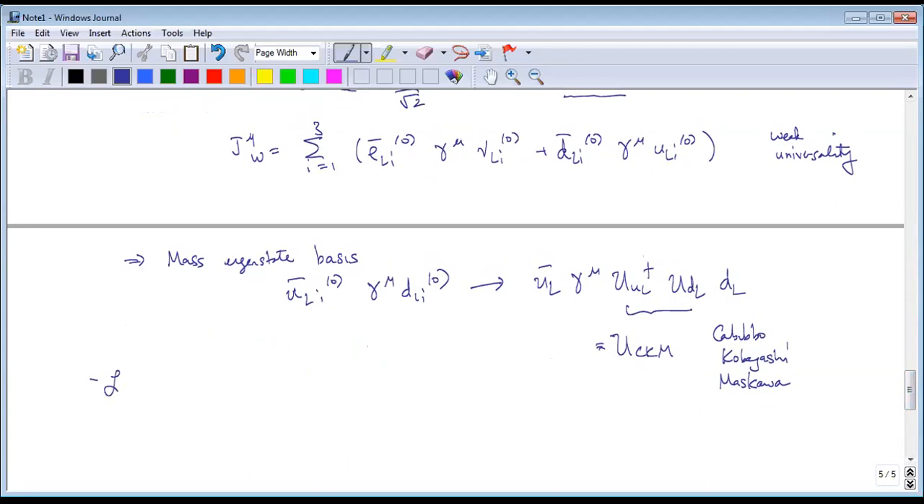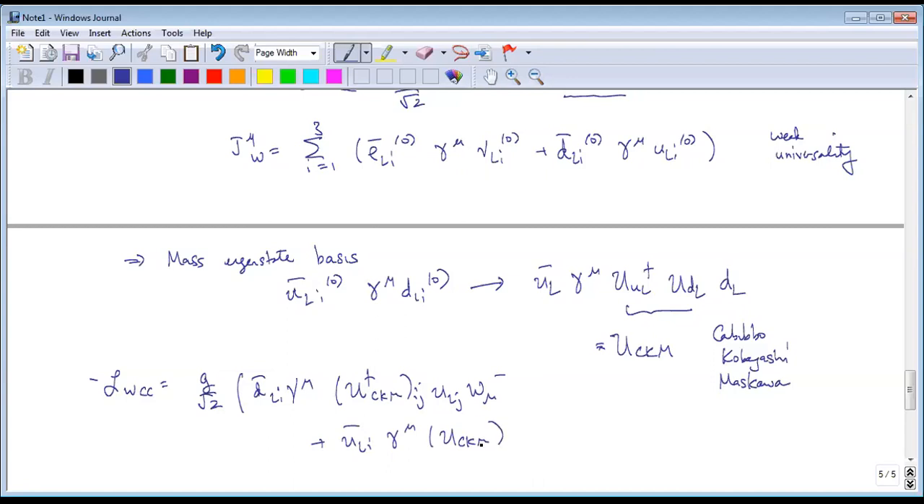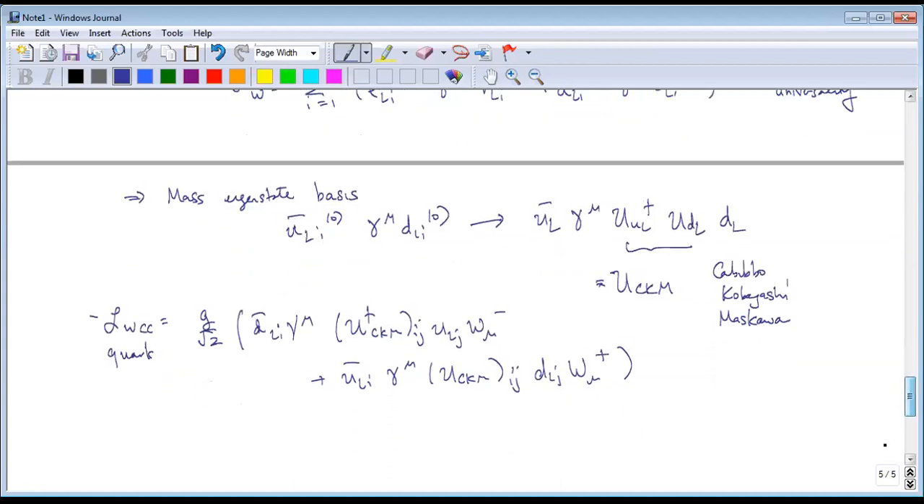So let's just write it out for completeness. We're going to have G over root 2, bar Li gamma mu U dagger CKM IJ ULJ W minus plus ULI CKM DLJ. So this is the quark parts only. Of course, there's going to be a lepton part. The important thing to notice is this thing is flavor off diagonal. We've measured empirically that this UCKM is not equal to the identity matrix. So therefore, we have off diagonal interactions that occur via W exchange.